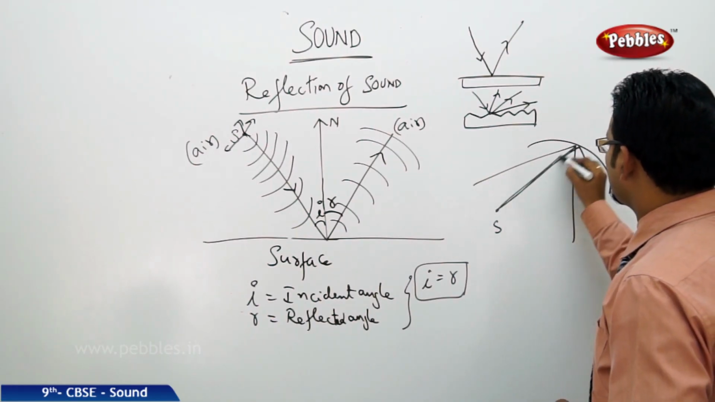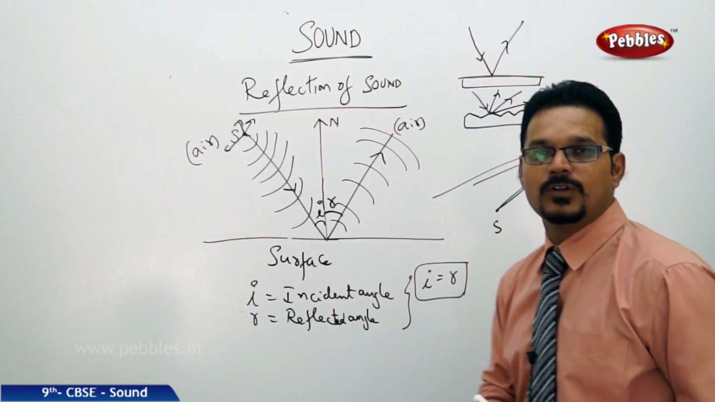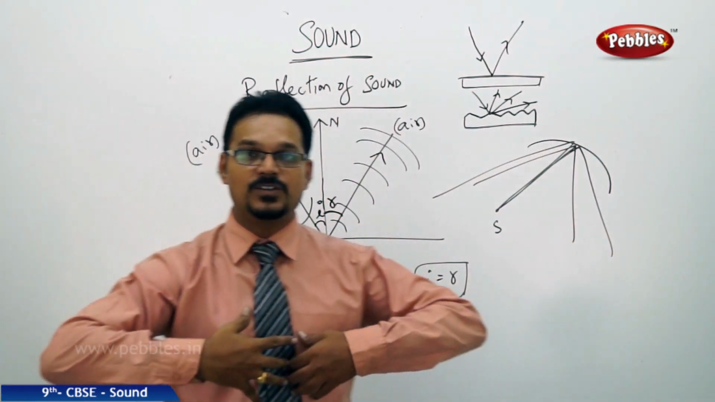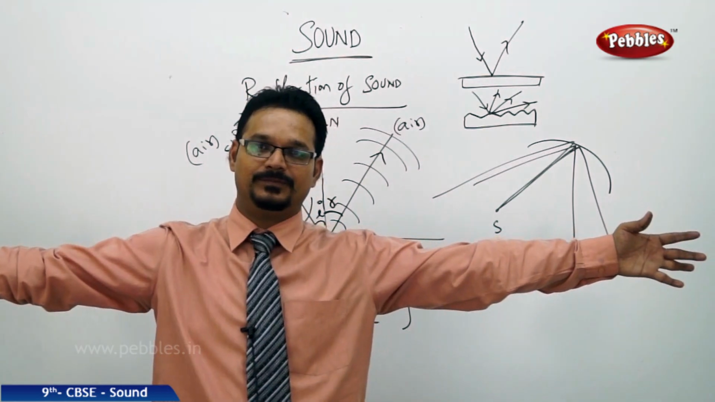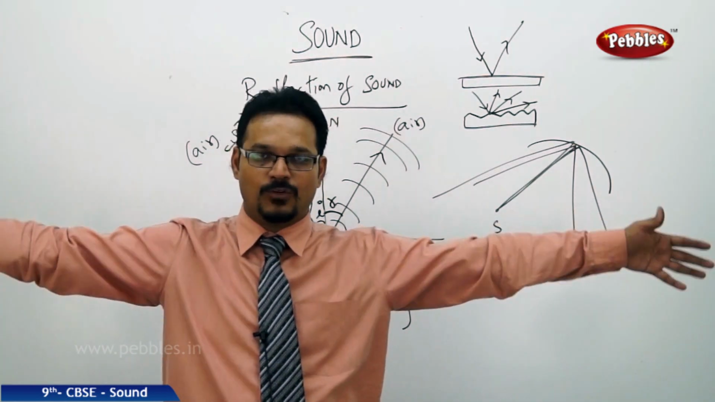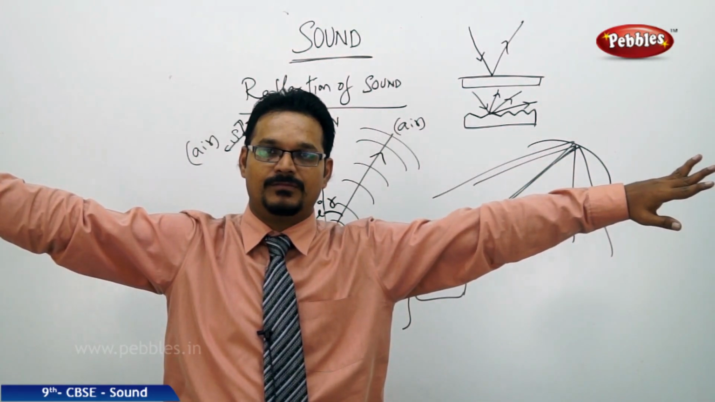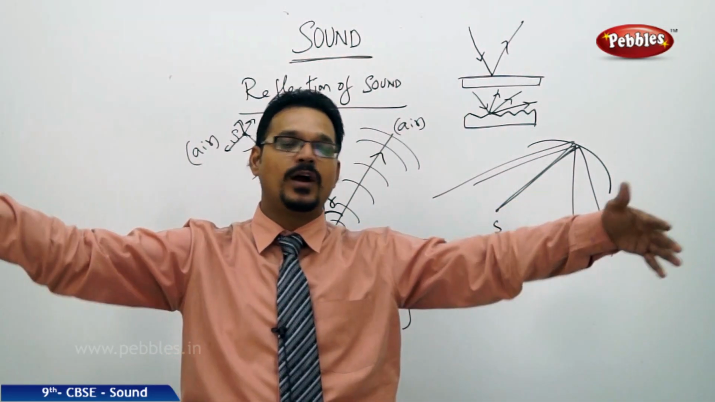See here, now what happens? The advantage of concave shaped speakers is that they cover a wider area. So when there's a big room, the sound spreads in all the directions, so that the sound can be in a wider area.